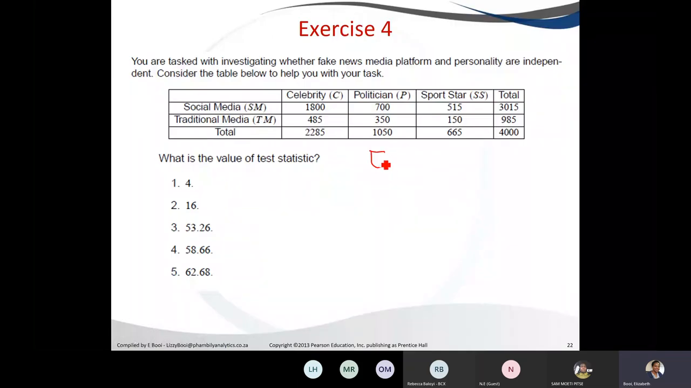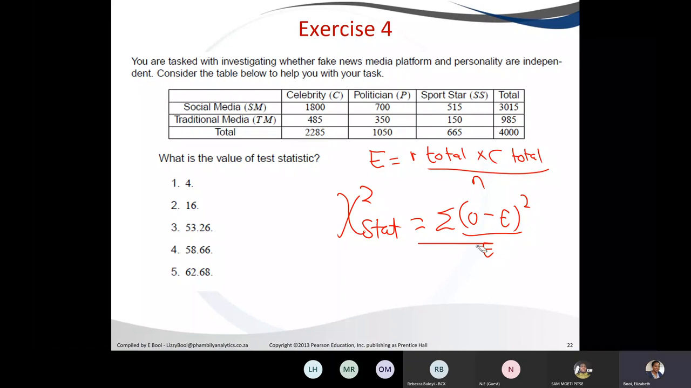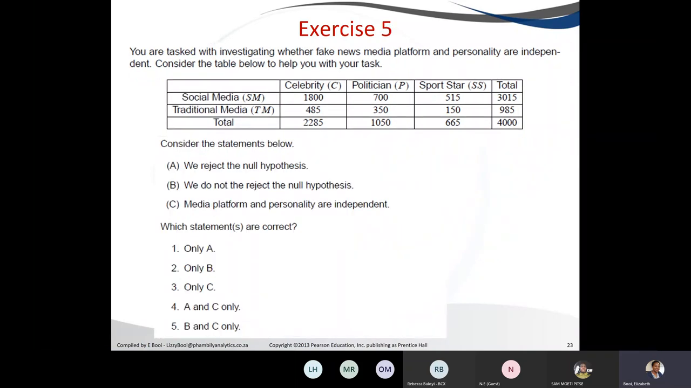Oh, sorry, I must make this presentation mode so that I can write. So you will need to calculate the expected value, which is the row total multiplied by the column total, divided by your n. And when you're done, you can then calculate your chi-square test. Then, once you've done that, you can answer the following question, which is almost the same, it's related.